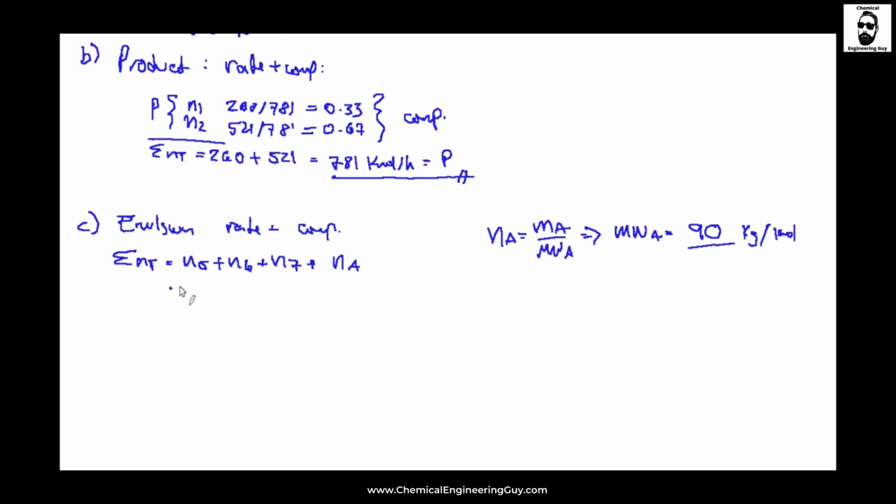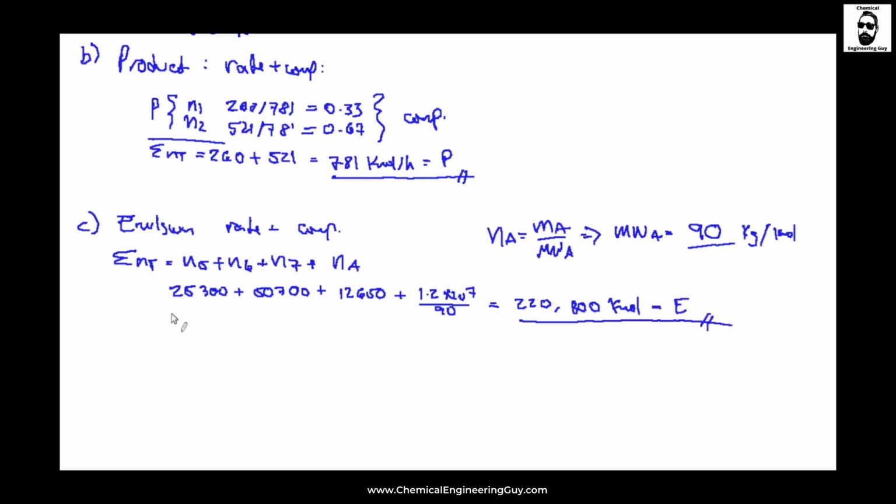So let's do it. N5 is 25,300 and 50,700. This is 12,650. And 1.2 times 10 to the 7 divided by 90. This will get me a value of 220,800 kilomoles. This is the emulsion rate.